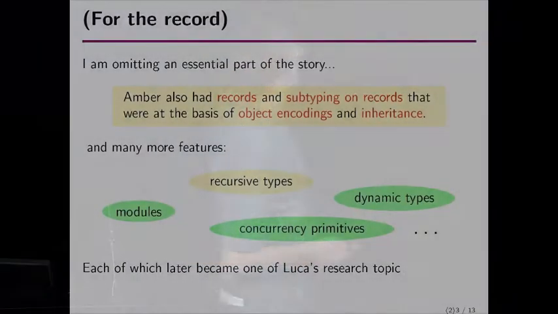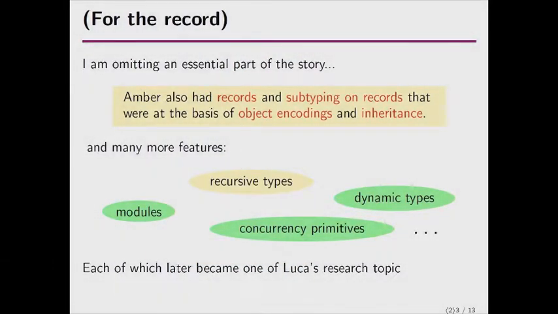In fact, Amber had many more features. It also had recursive types, modules, dynamic types, concurrency primitives. What I find really amazing is that, in a way, Luca had a vision, because at that time he already put in the language things that were going to keep our community very busy for the next decade. And he himself contributed to explore each of these topics in depth.